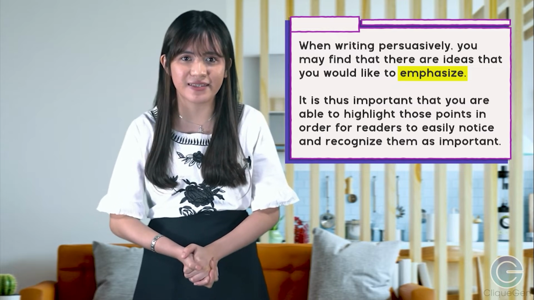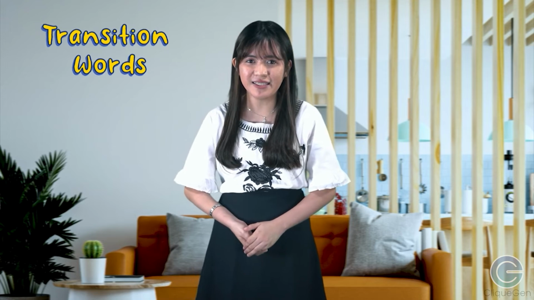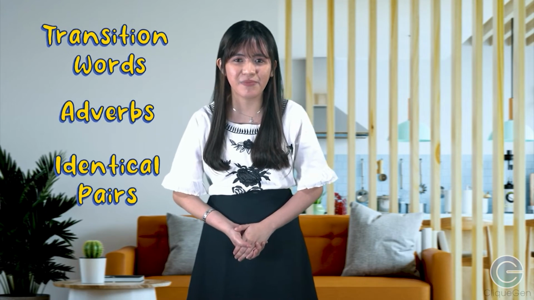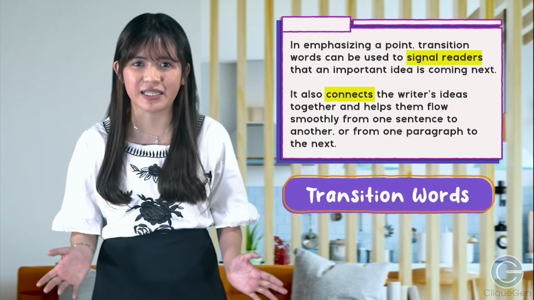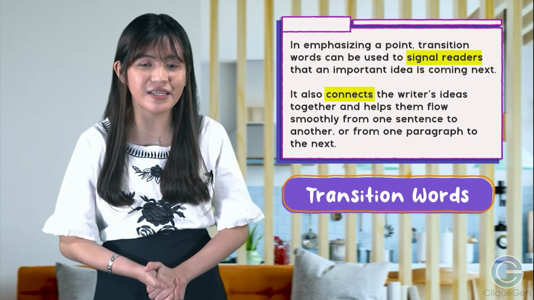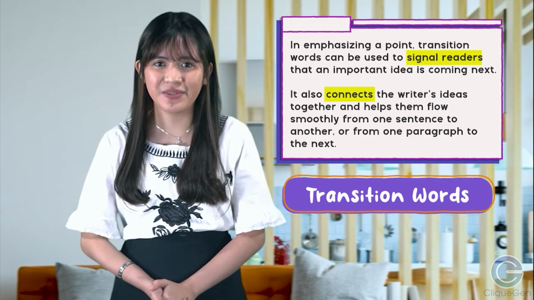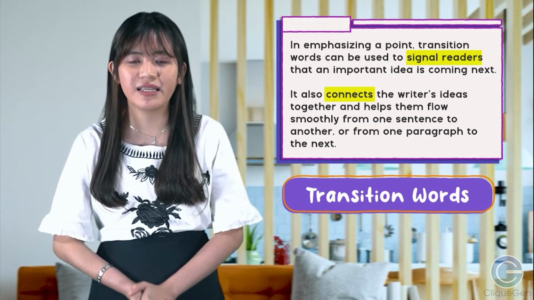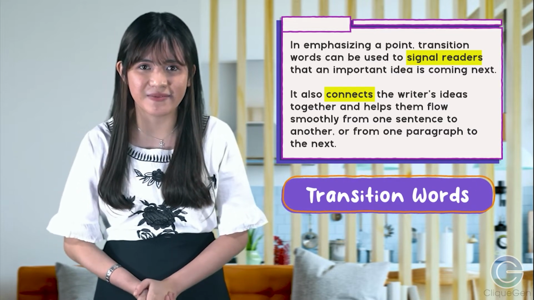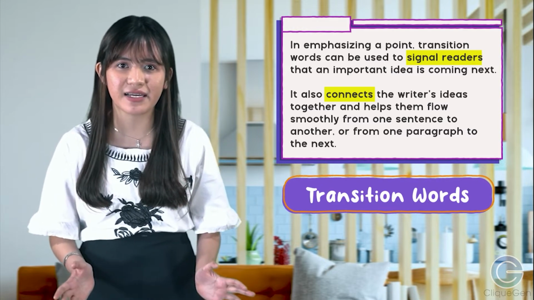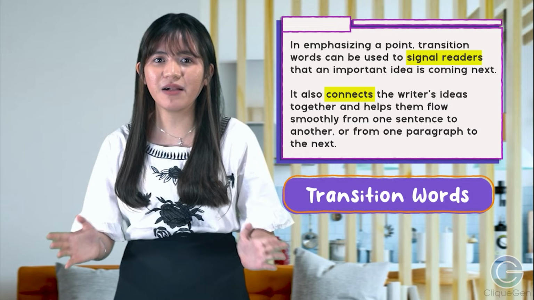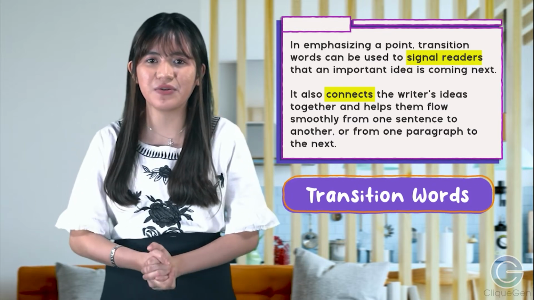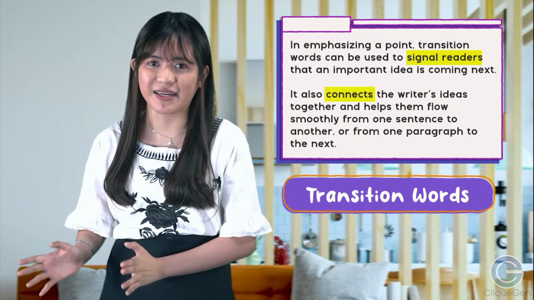recognize them as important. There are 3 ways that you can use to emphasize your ideas in persuasive writing: transition words, adverbs, and identical pairs. Transition words. You can emphasize your ideas using transition words. In emphasizing a point, transition words can be used to signal readers that an important idea is coming next. Transition words also connect the writer's ideas together and help them flow smoothly from one sentence to another or from one paragraph to the next.